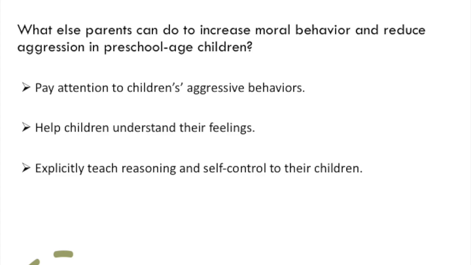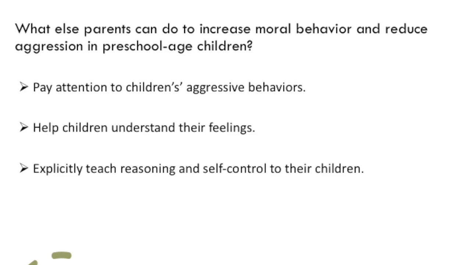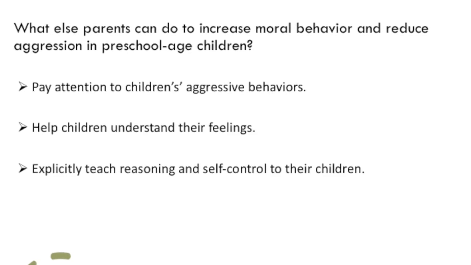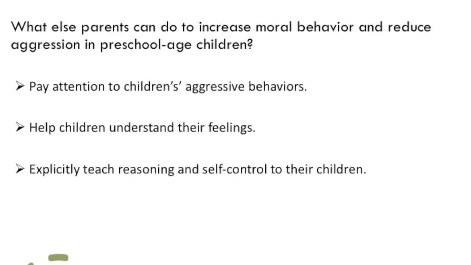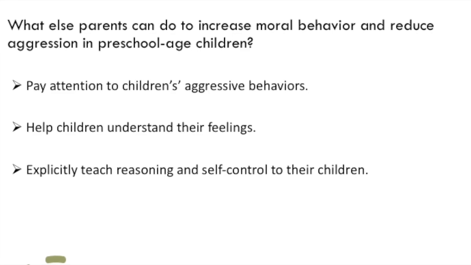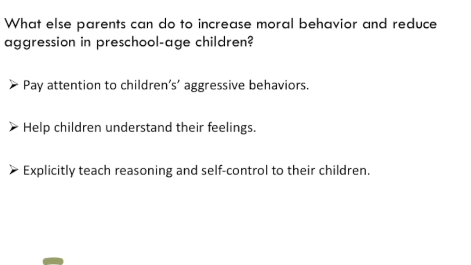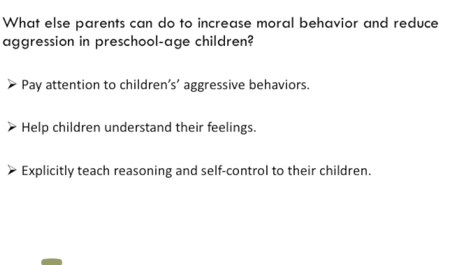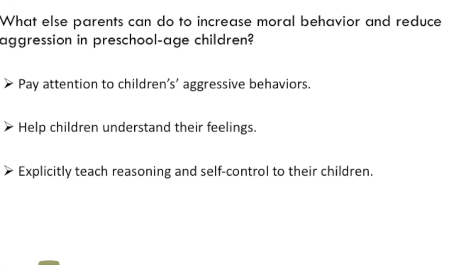Here are some other practical suggestions for parents to encourage moral behaviors and reduce aggression among their preschool-age kids. First, parents need to pay attention to children's aggressive behaviors. They should take action when they see kids' aggressive behavior, such as telling their kids that aggression is not an acceptable way to resolve conflicts. Second, parents should help children understand their feelings or emotions. When children become angry, parents should tell their kids specific things that they can do to get rid of their anger. Tell them that they can ask others first to request sharing the same toy instead of hitting others.